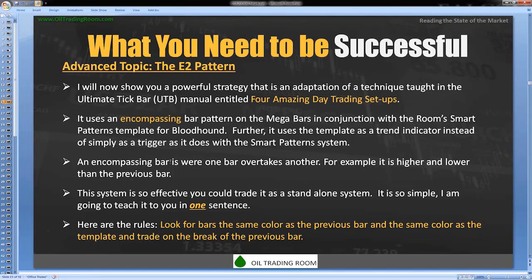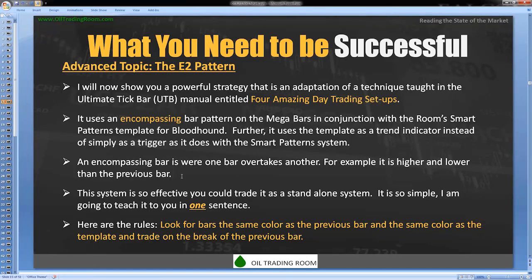Further, the encompassing bar is where one bar overtakes another, all right? In other words, it is higher and lower than the previous bar. "Encompassed" is a phrase I use. And so that's where you got that name E2 pattern, encompassing pattern number 2.